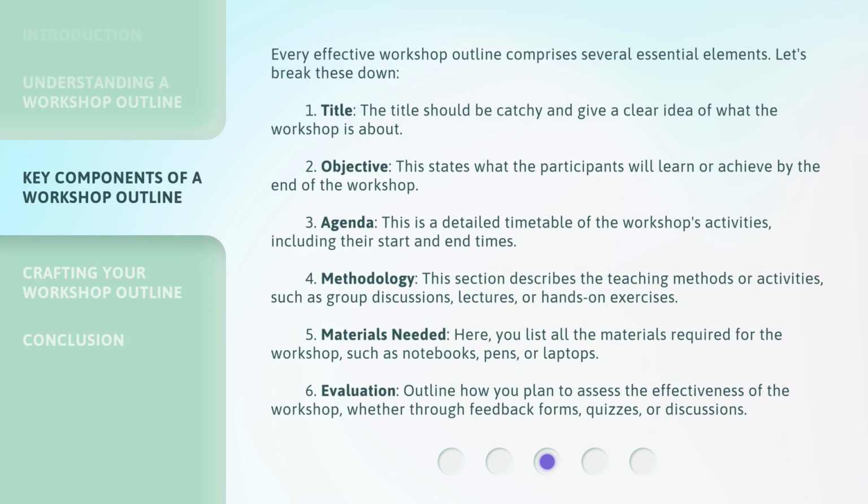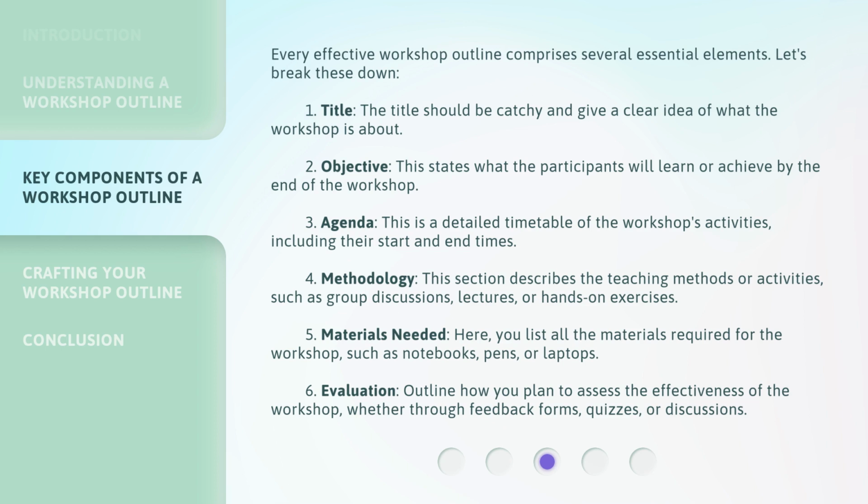Every effective workshop outline comprises several essential elements. Let's break these down. 1. Title. The title should be catchy and give a clear idea of what the workshop is about. 2. Objective. This states what the participants will learn or achieve by the end of the workshop. 3. Agenda. This is a detailed timetable of the workshop's activities, including their start and end times.